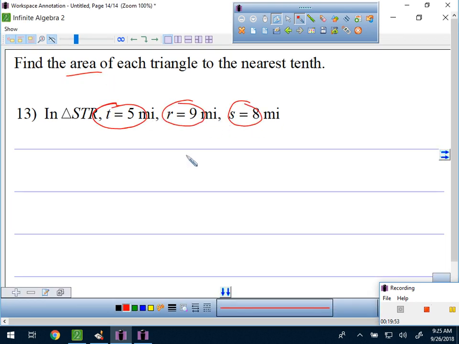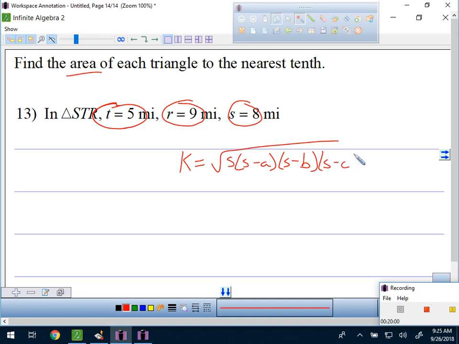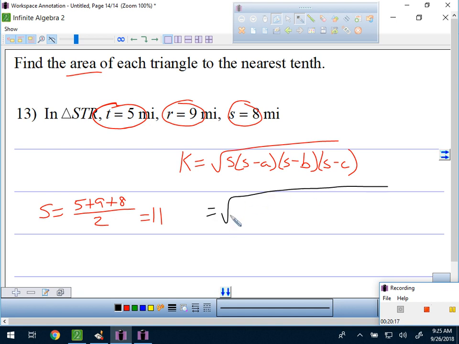So that formula, remember, is K is equal to the square root of S times S minus A, S minus B, S minus C, where S is you add up the three sides, so 5 plus 9 plus 8, and divide that by 2. That gives me an S value of 11, and so I'm literally just going to plug this in my calculator. I'm going to have 11 times 11 minus 5 times 11 minus 9 times 11 minus 8.